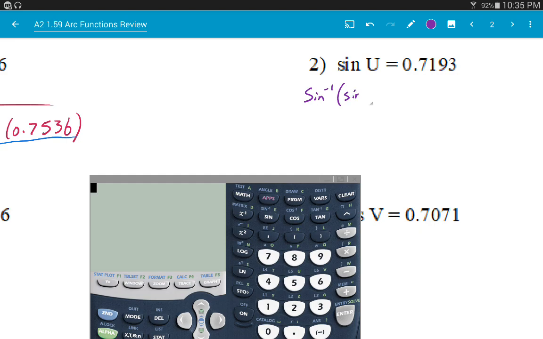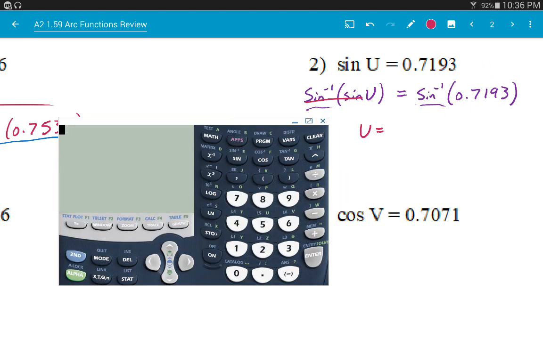So arc sine of sine of u is equal to the arc sine of 0.7193. So I've just applied the arc sine to what was already on both sides. On the left-hand side, it's going to cancel out, so I'm just going to get u equals, on the right-hand side, arc sine of that decimal.